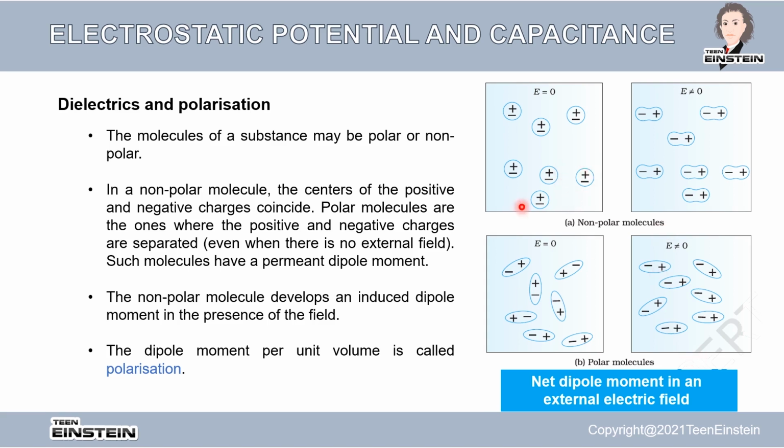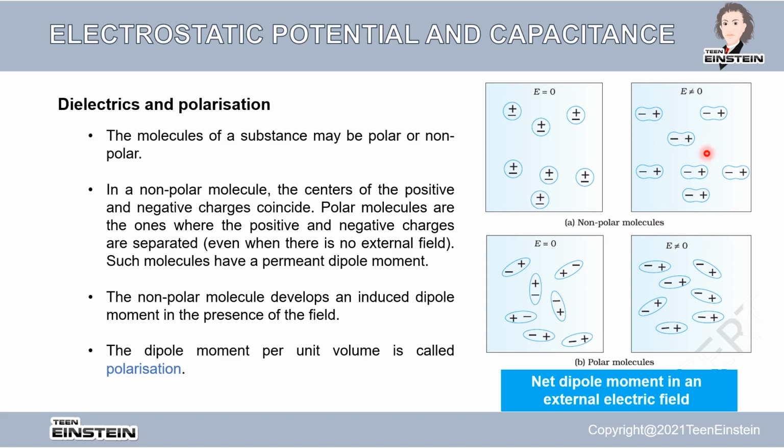So in the case of non-polar molecule, in the absence of the field, if you see, both plus and minus are in the same position. When they are in the same position, there is no permanent dipole moment. So this is the case when E equal to 0. What happens when you apply a field? So in this case, we are applying a field from left to right. So all the negative charges move towards the left and all the positive charges move towards the right.